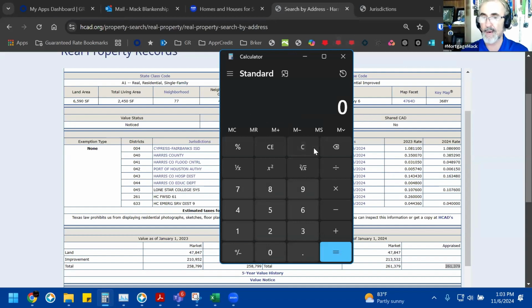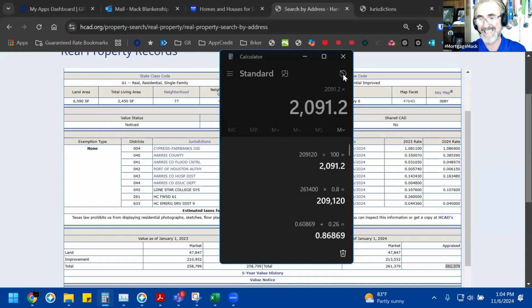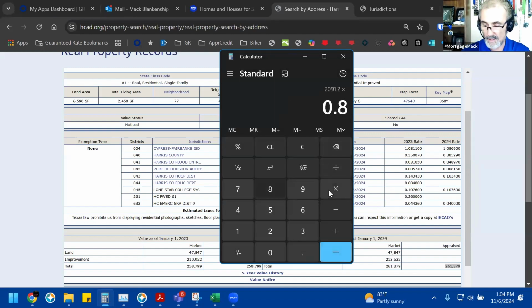Let's see the other entities. I'm going to add those together: 0.385290, 0.048970, 0.006150, 0.16348, 0.0048. I know Lone Star, but number 61 does give 20% off, but I don't have the 2024 tax rate, so I'm going to use 2023. And there we go, 0.86869. So I'm going to take the 261,400 times 0.80, because all of those entities give 20% off, divided by 100. And then I'm going to multiply it times that rate. That rate was 0.86869.